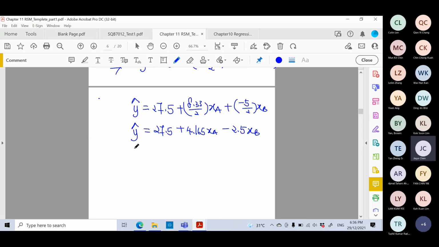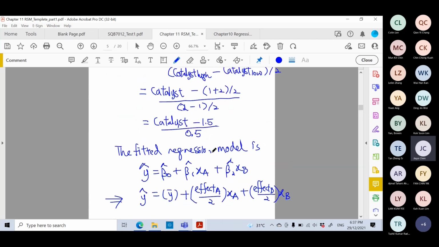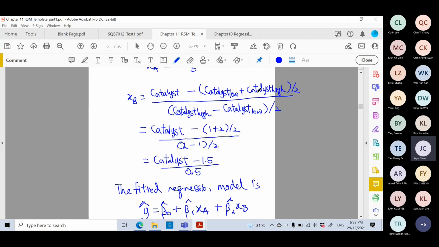This means that XA can be negative or positive, and XB can also be negative or positive. But we can also change it to the natural factors. Instead of the coded values, we want to substitute the natural values. If you are talking about the catalyst, you want to substitute the values 1 and 2. Then we can use the following to replace it and convert it back.